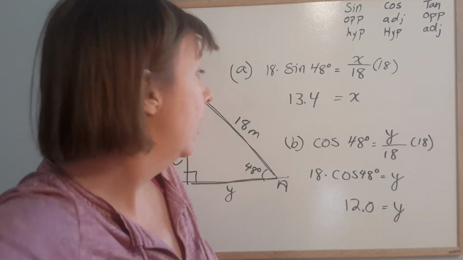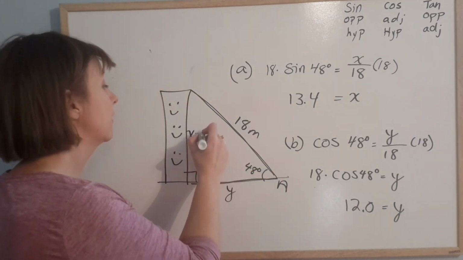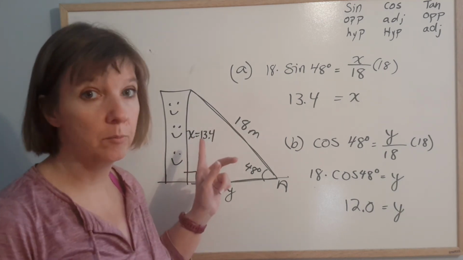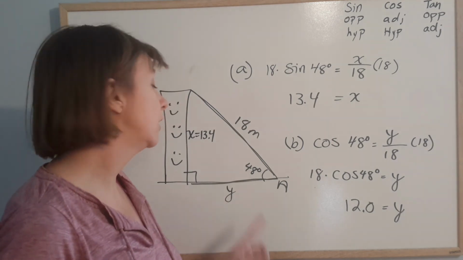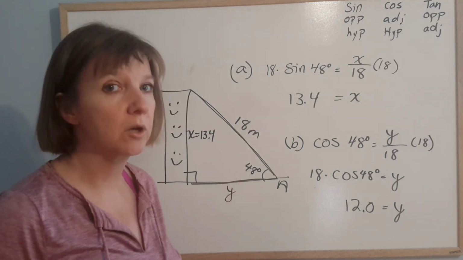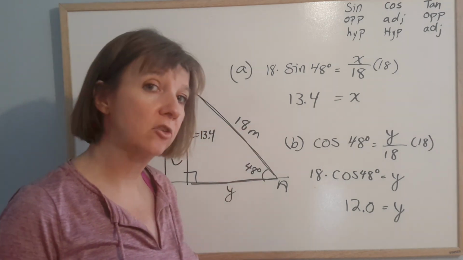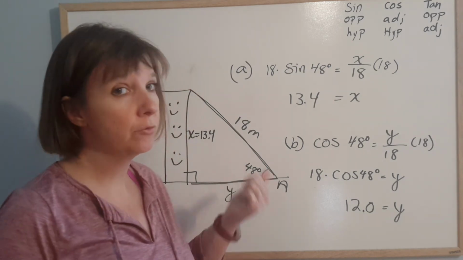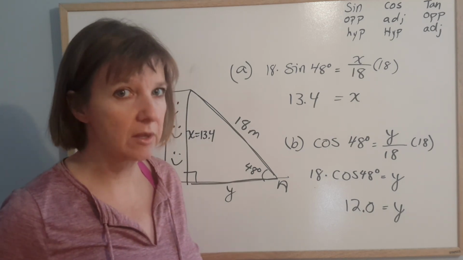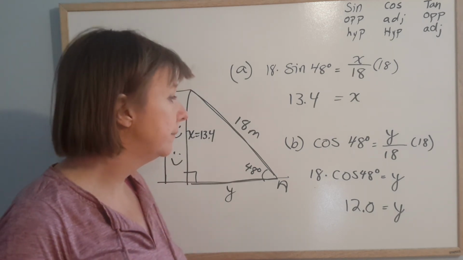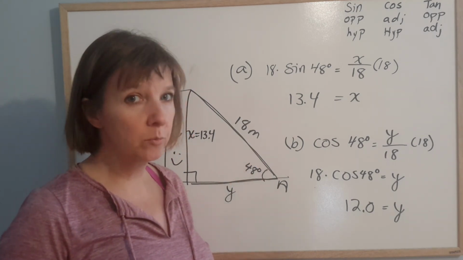Now, if I was pretty sure that I had gotten this side right, that was 13.4, and I knew that this was 18, I could have used a squared plus b squared equals c squared to figure out this side. That would have worked as well. More than one way to answer these questions. So the whole point of this section is if it says to solve the triangle, that means you're going to find all the missing sides and all the missing angles. Otherwise, you find whatever it is they're asking you to find. More than one way to do it.